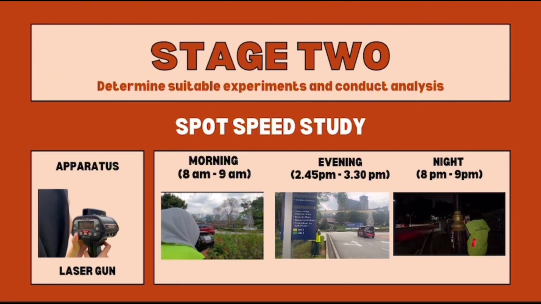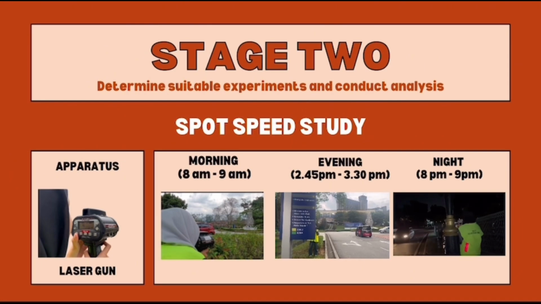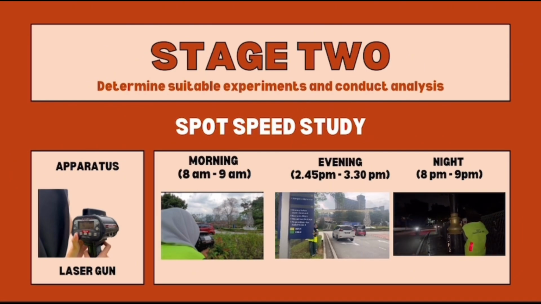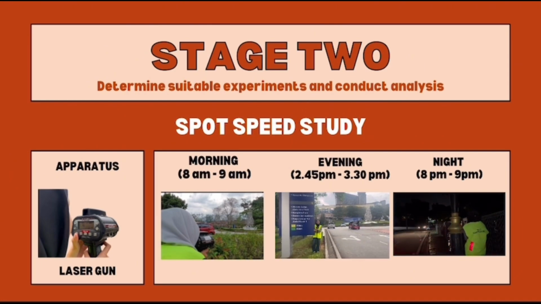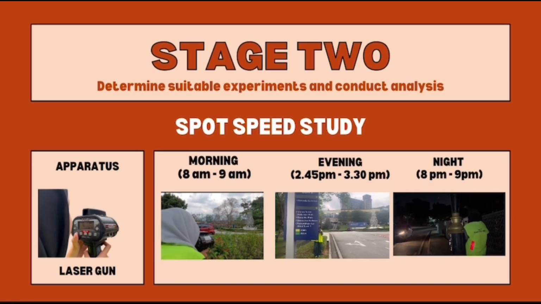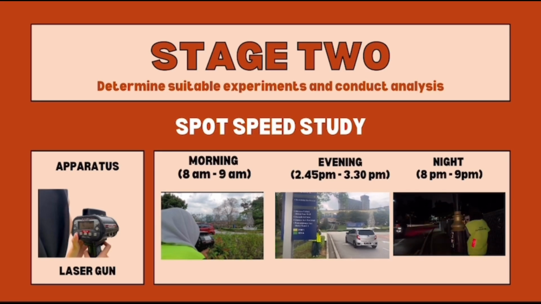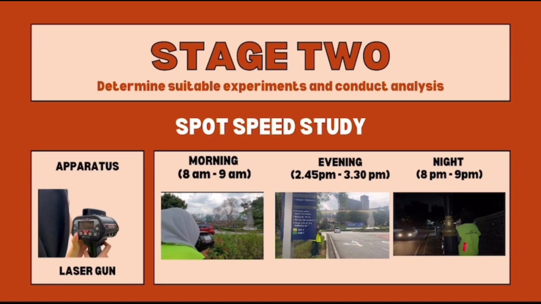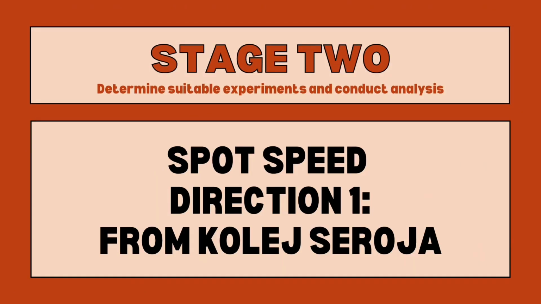The spot speed study measures the speed of individual vehicles at a specific location under free-flowing traffic conditions. We use a laser gun and collect 100 data points per road, so we did on different time with different peak hour, which is at 8 to 9 a.m., 2:45 to 3:30 p.m. and 8 to 9 p.m. So this is the data for direction 1, which is from College Roger.